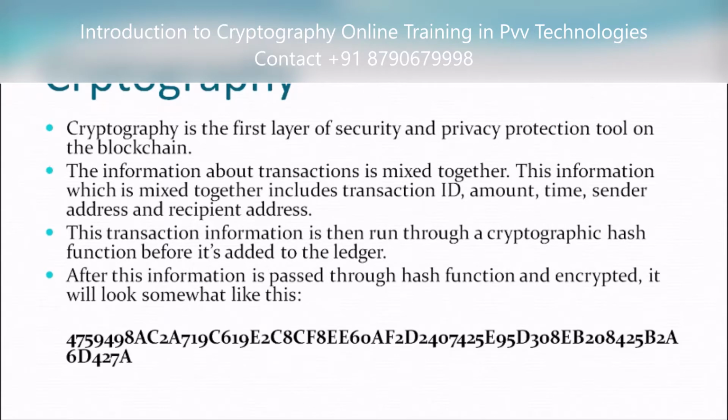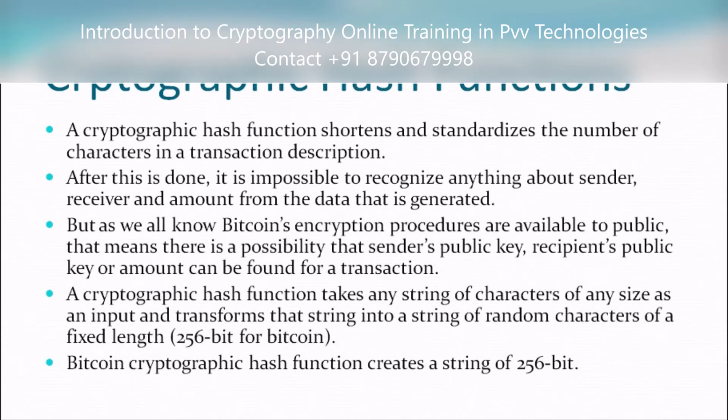This transaction information is then run through a cryptographic hash function before it's added to the ledger. After this information is passed through the hash function and encrypted, it will look somewhat like this. As you can see, this is the hash code, which is 256 bit. So the hash code will look somewhat like this. This means cryptography uses hash functions. So let's understand the hash function in detail.